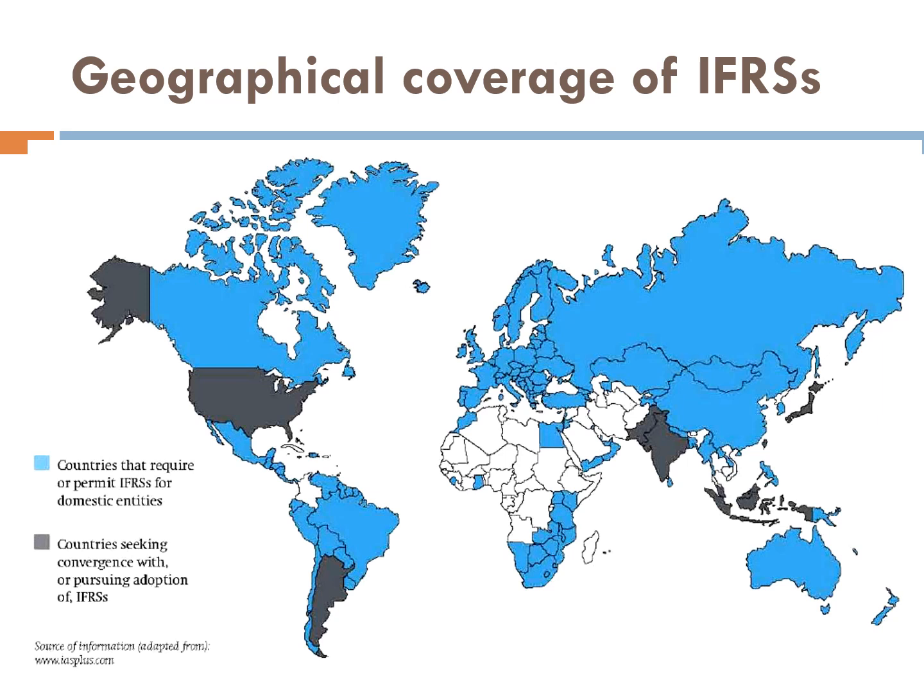So we can see countries in the blue area are the countries that require or permit international accounting standards for domestic entities. It means that the domestic entities operating in the country are permitted or sometimes required to adopt or use International Financial Reporting Standards for their financial statements. Meanwhile, the gray color shows countries that seek convergence with or are pursuing the adoption of IFRS. So you can see here this country, including Indonesia, that already takes a convergent approach in the process of IFRS adoption.